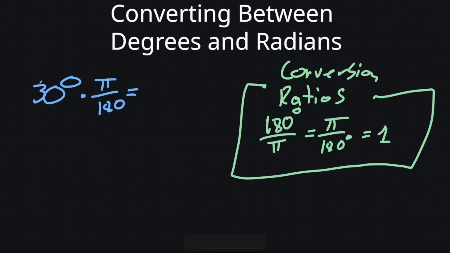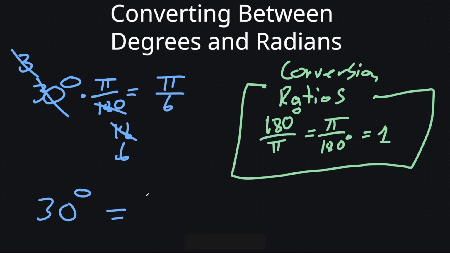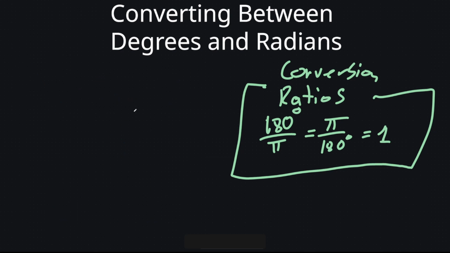That's going to give me, if I cancel out the zeros here, I'm left with a 3 and an 18. Oh, 3/18. That's the same as 1/6. They both have a 3. I'm left with pi over 6 in this case. And so I can clearly state that 30 degrees is the same as pi over 6 radians. I've converted between them. Let's try another.